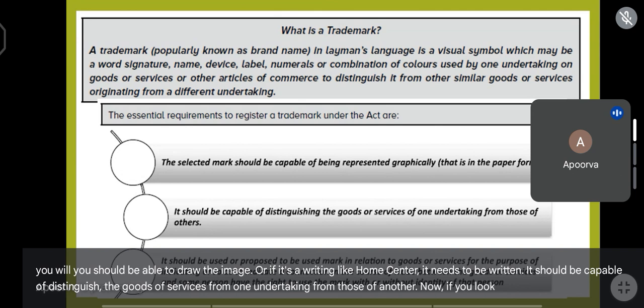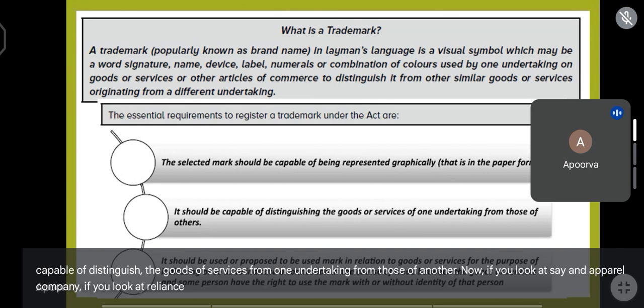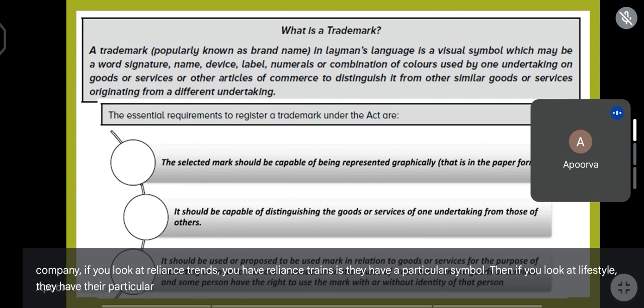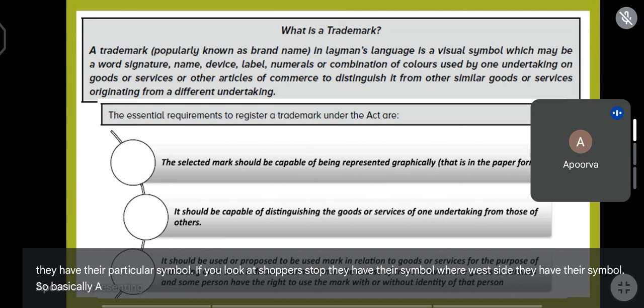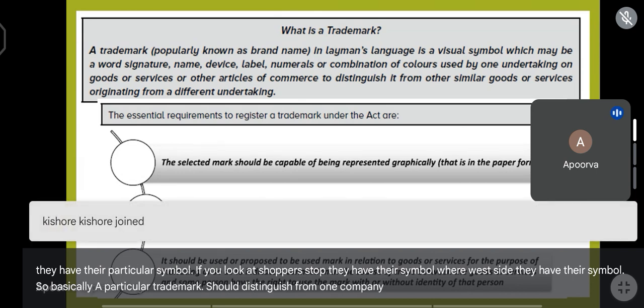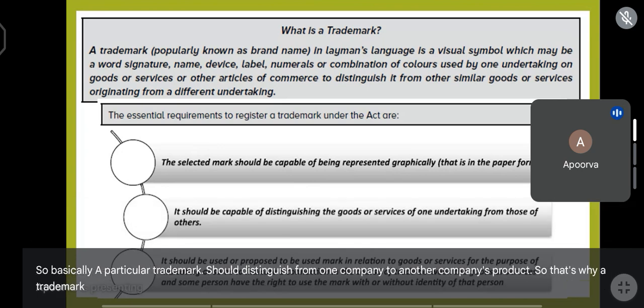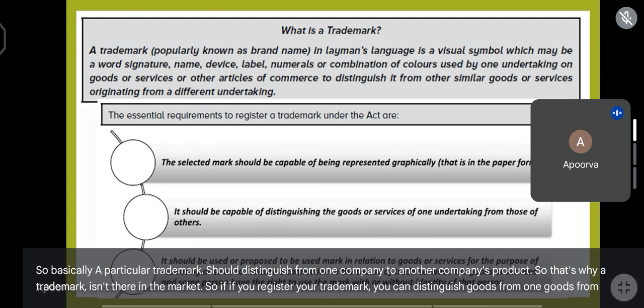If you look at an apparel company like Reliance Trends, they have a particular symbol. Lifestyle has its own symbol, Shoppers Stop has its symbol, Westside has its symbol. So a particular trademark should distinguish one company's product from another's. That's why your trademark is there in the market. If you register your trademark, you can distinguish goods from one company to another company.